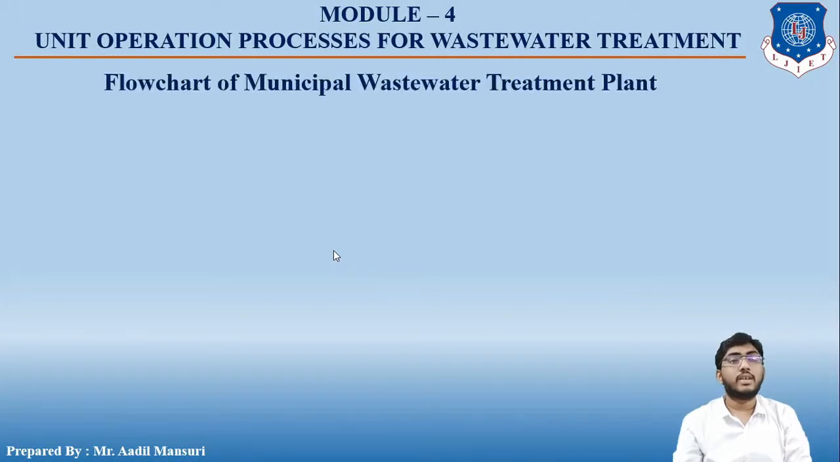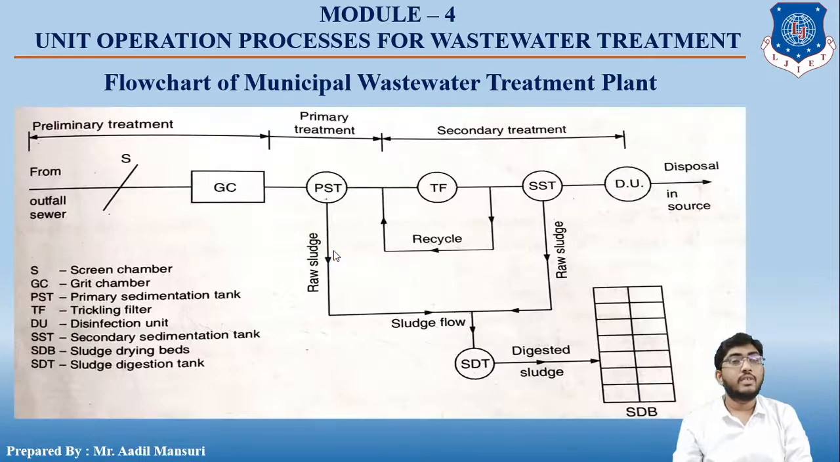The next topic is the flowchart of a municipal wastewater treatment plant. The picture represents the municipal wastewater treatment plant. We know that the wastewater of the city reaches the sewage treatment plant through a sewerage network, and the last sewer which supplies the wastewater into the sewage treatment plant is known as the outfall sewer, that we have already seen in the municipal sewerage network.